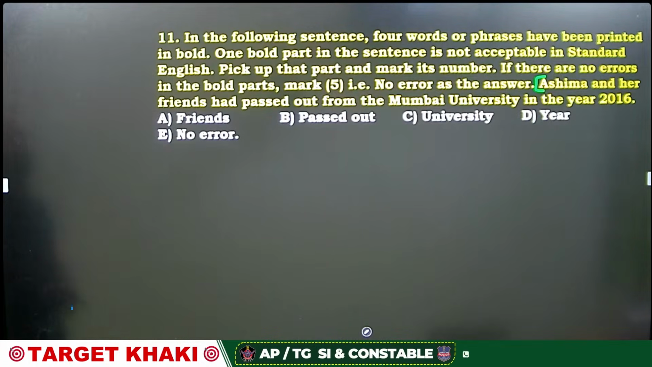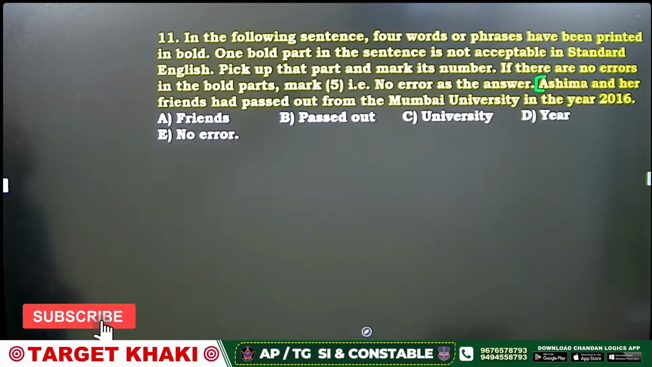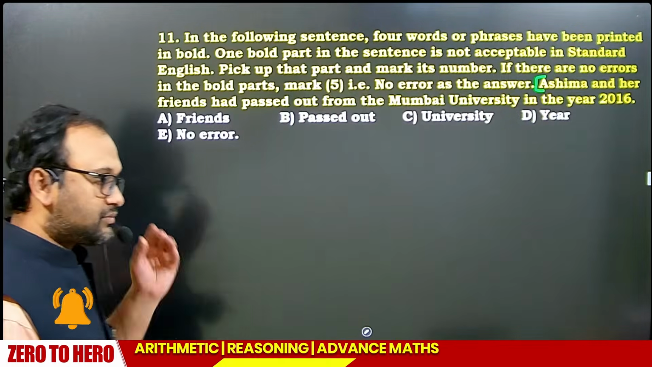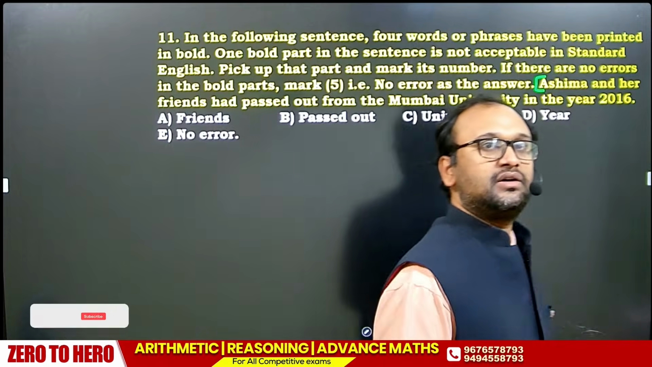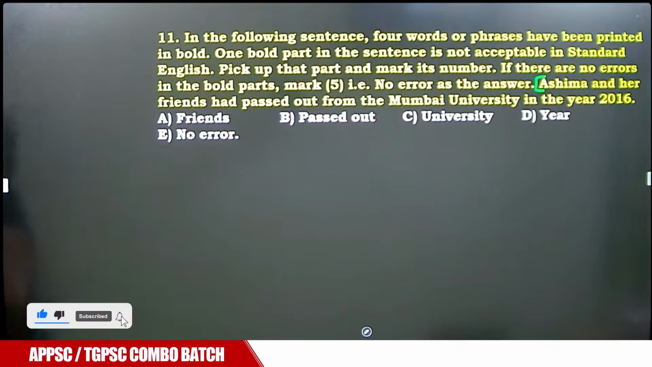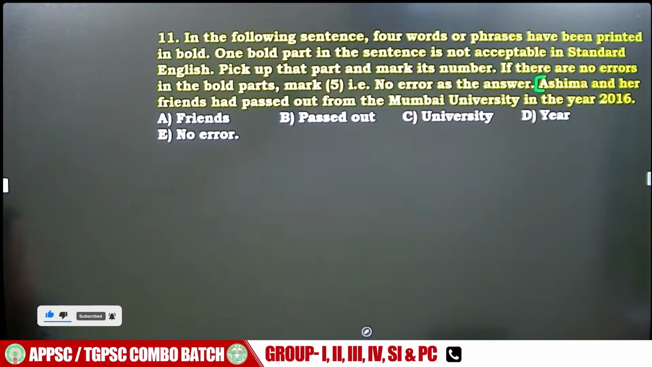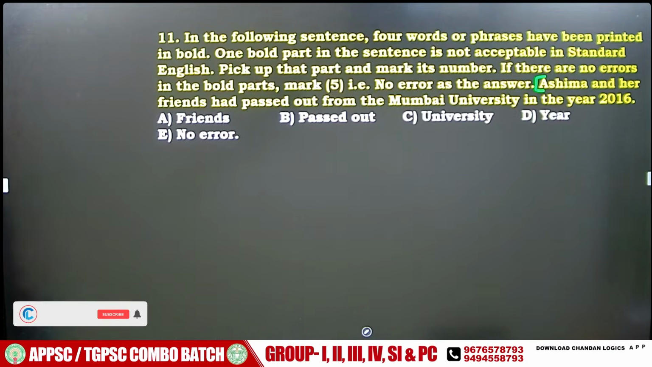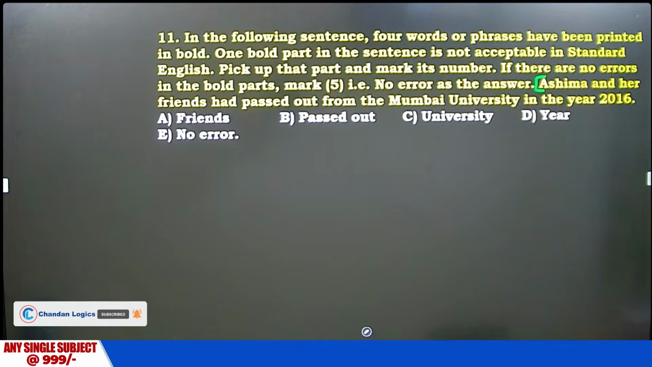Ashima and her friends had passed out from the Mumbai University in the year 2006. So two friends, they had their certificate, qualification from Mumbai University. So what do you think is the error, my dear friends?